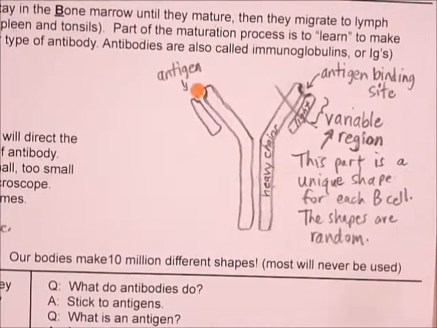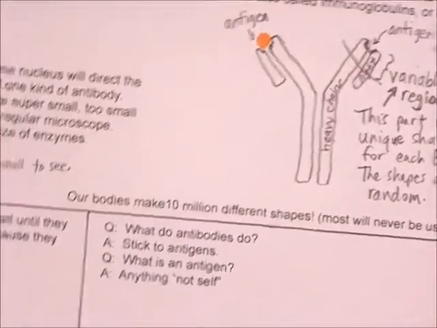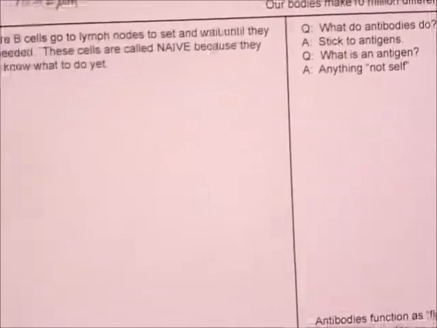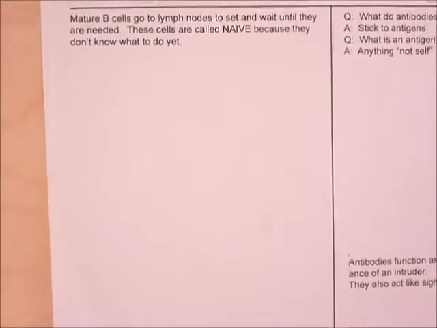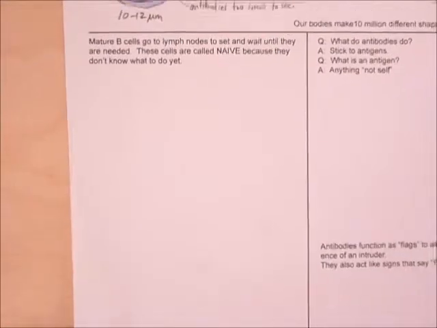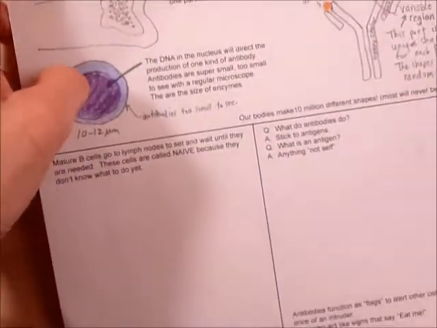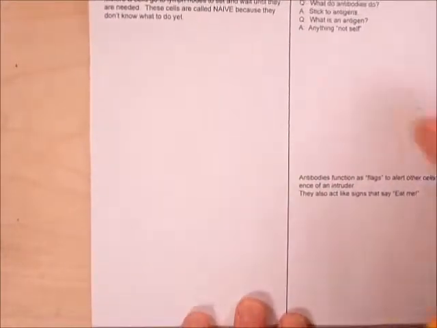So most of these B cells will never be used, and they'll just die and get recycled. They'll either kill themselves or they'll get killed by a macrophage. And who's the cleanup crew? The macrophage. Okay, so let's go down here and draw some cartoon B cells. This is going to be fun. Okay, there we go.